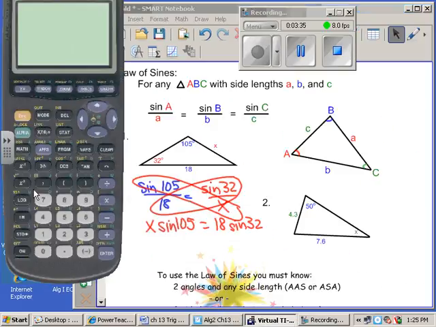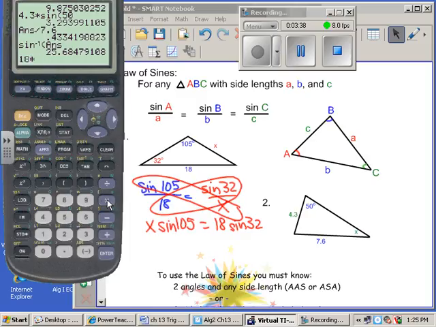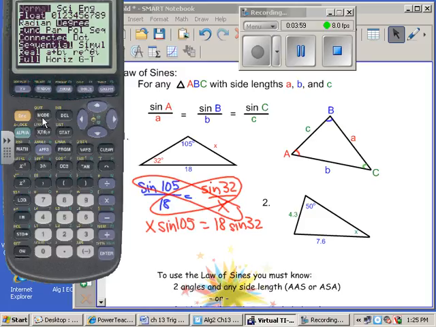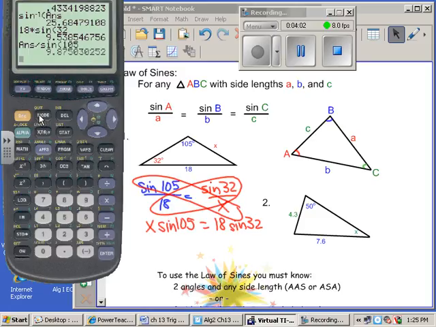So I do 18 times the sine of 32, and then I divide that by the sine of 105, making sure I'm set for degrees. Make sure you are, because if you're in radians, you're going to get a different answer. So you multiply, check me? You go to mode, and then make sure that degrees is highlighted. Okay? Especially right now, because we're going to be moving back and forth between degrees and radians, so you need to make sure you have it set the right way.